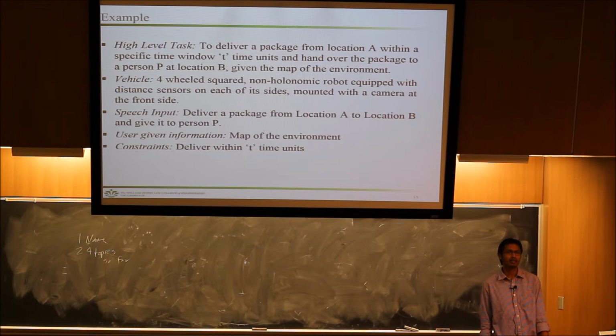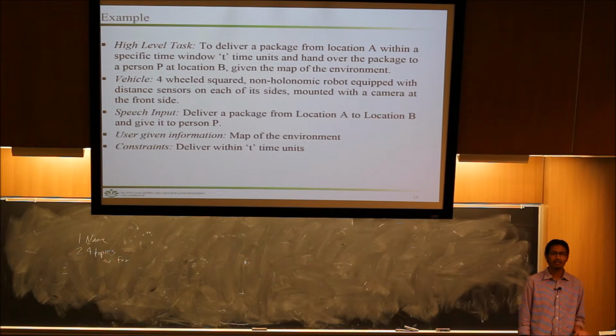Now a simple example would be a high-level task to take a package and deliver it between two different points, say A and B, within a time window of, say, T time units. We have a user input that can include the map with static obstacles as well as the source and destination locations. We can assume the physical vehicle has 4 wheels, is non-holonomic, which means it cannot steer in all directions, and has distance sensors and a camera.